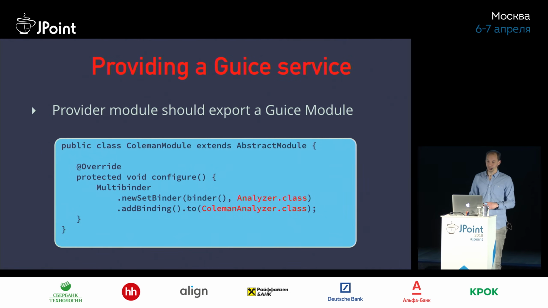But what you see here is such a definition of a Juice module. And in the configure method, we actually instruct the framework that, in this case, if it needs something of type analyzer, it should consider this common analyzer class. So in fact, this is the same metadata that we just expressed in our module descriptor, only now we express it to our dependency injection framework.